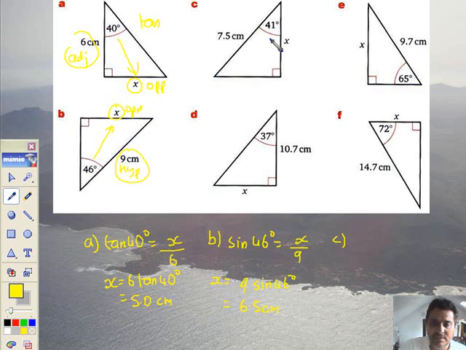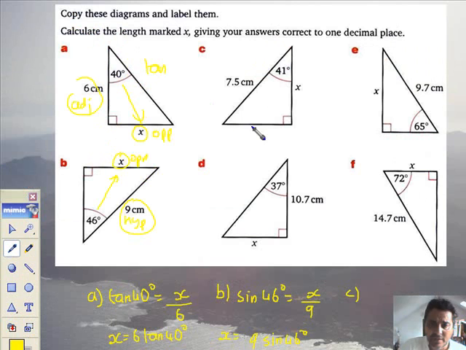What's this one all about? Oh, there's 41. The opposite is blank, but they don't want me to work out the opposite anyway. Look, they want me to work out mystery x, which is next to the angle 41, so that's the adjacent. And the longest side opposite the 90-degree angle is called the hypotenuse. I've got adj and hyp. Therefore, the rule is cos.